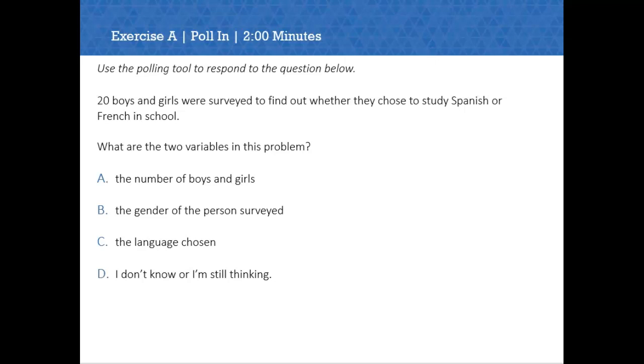So we know that we talked about boys and girls, and we talked about Spanish and French. So we know the language chosen is definitely one of the variables. The other variable is not the number of boys and girls, because we don't change the total number. It's 20 boys and girls, so it is not changing, but the gender of the person, that is one of the variables. Did you survey a boy or did you survey a girl? So the gender of the person surveyed and the language chosen.